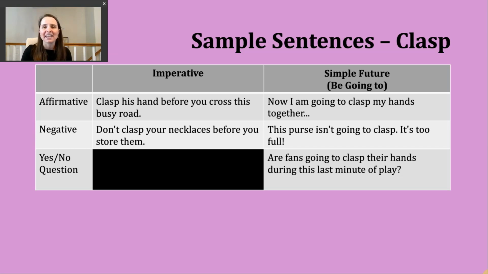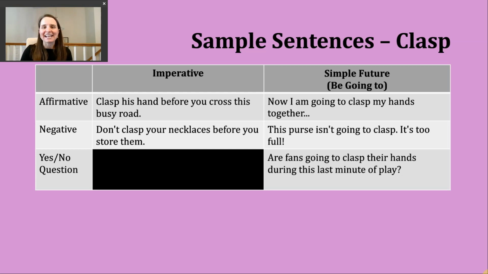If we want to make a negative simple future sentence, then our structure is going to be to start with our subject, then our form of be, then we're going to use not, then going to, and the base verb. Here's another example. This purse isn't going to clasp. It's too full. Right? So when I think of clasp, I think of jewelry, but again, we can use it to talk really about fastening anything, kind of closing or connecting.